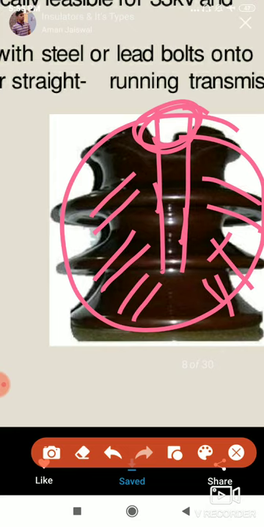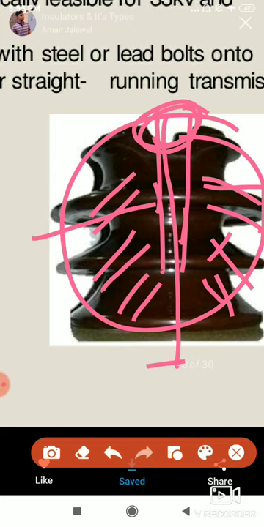So when cracks happen, what happens? The insulator will break after some time. Right? In a little bit of time, not that much time, within a few months or even two months itself, your insulator will break. If the insulator breaks like this, what happens?